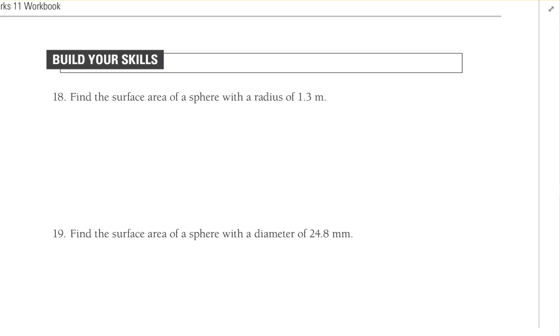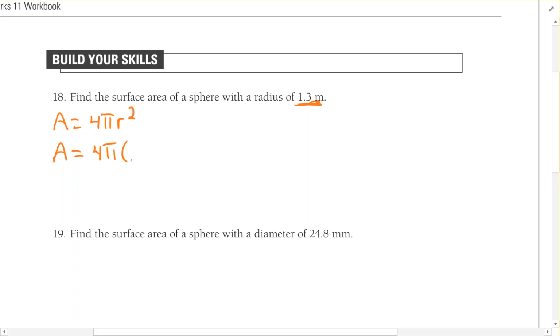So let's write down our formula here first. The surface area is equal to 4 pi r squared. So far we only have one variable here, r, right? That's the only thing, and we have one number. So that's going to be as easy as just putting that number into this formula. So the area is going to be 4 times pi times 1.3 meters squared.